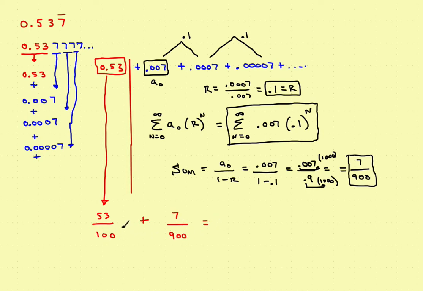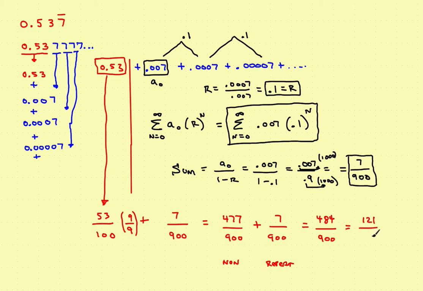Well, since this one's over 900 and this one's over 100, I'll multiply this one by 9 over 9. Get them over a common denominator. And when you do that, 53 times 9 turns out to be 477 divided by 900 plus 7 divided by 900. So this is the non-repeating part of the answer, and this is the repeating part of the answer. And then add the two of them together. So 477 plus 7 would give 484 over 900. And that's going to be the entire decimal expressed as a fraction. But sometimes you can simplify these, and this one actually will simplify. So it'll simplify down to 121 over 225. So that's going to be the final answer.